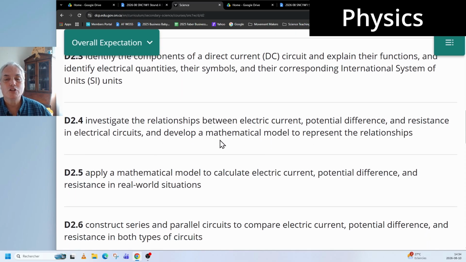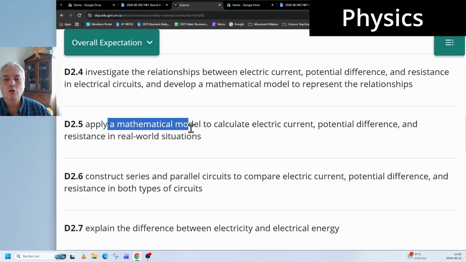D2.4, investigate the relationship between electric current, potential difference, and resistance in electrical circuits, and develop a mathematical model to represent the relationship. So here often what I do is I create, first semester is tricky because you can do a graph with current and tension, and you can actually graph the information and find the resistance. The difficulty, though, is that sometimes students have the math class in the second semester, so I'll have to figure out how we can work on this one here. But with the PhET simulation, we can certainly see the correlation.